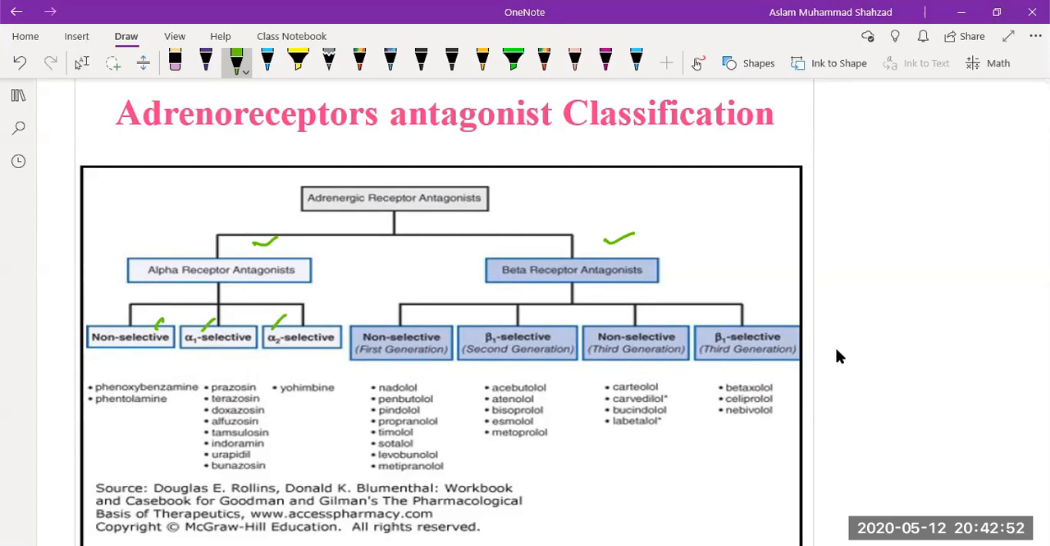When we take a look at beta receptor antagonists, we have first generation, which is also known as non-selective, then second generation, which is beta 1 selective, and then third generation, which is also non-selective, and beta 1 selective as well. The names of the drugs have been given below.